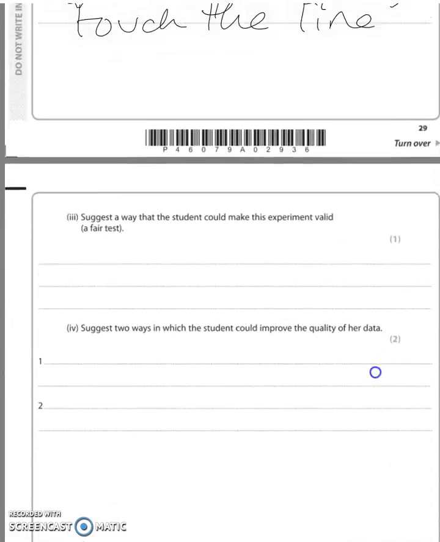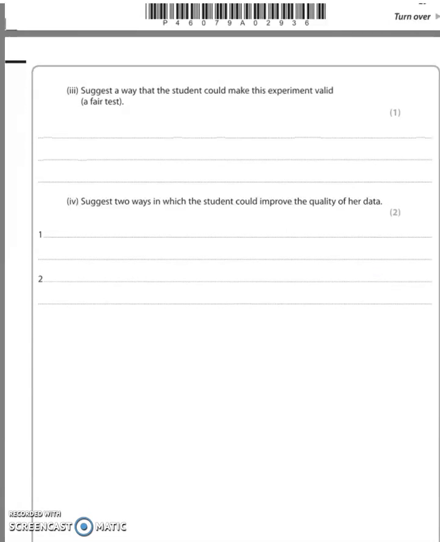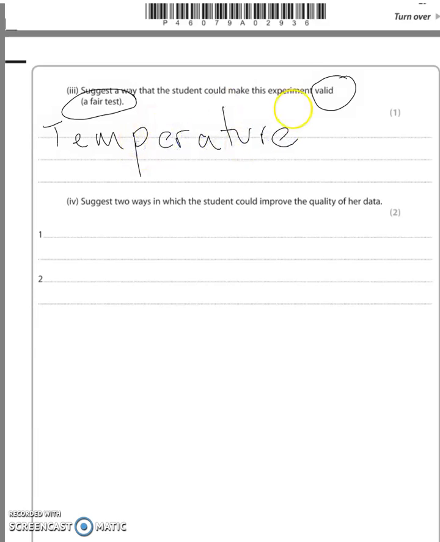Okay. So part 3, suggest a way that the student could make this experiment valid. When you see the word valid, it means it's making it a fair test, which they've nicely told you as well. So this is about controlling other possible variables that might affect your experiment. The main thing that can affect pressure and volume is temperature. So this is requiring you to know a little bit about air pressure.